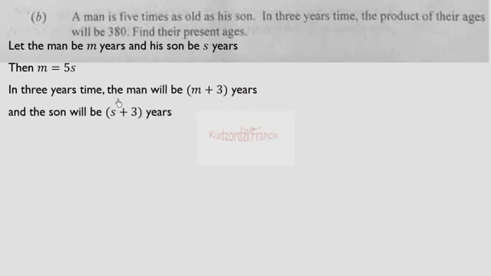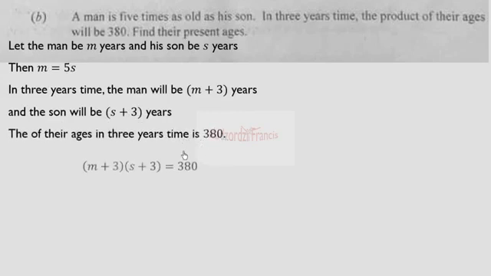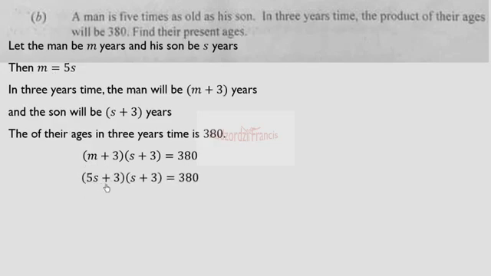Then also in 3 years' time, the man will be M plus 3 years and the son will be S plus 3 years. And their product will be 380. So that will give us another equation: M plus 3 times S plus 3 equals 380. Now substitute 5S in place of M over here to get 5S plus 3 equal this. Do not equate this to this or this to that, because that property applies to only 0. So we need to expand.